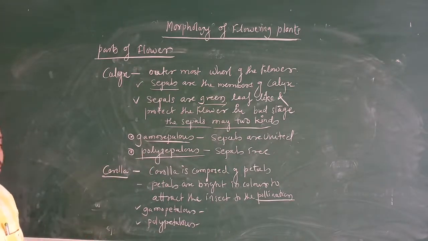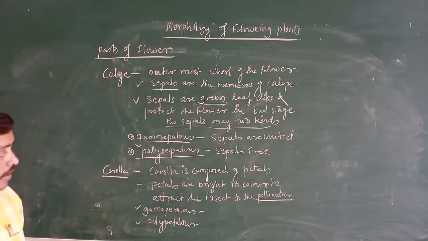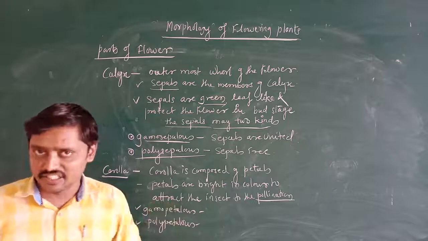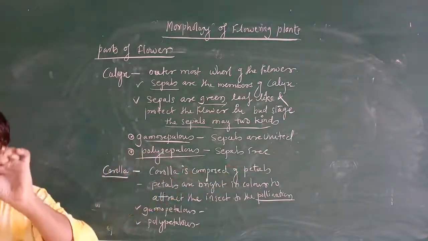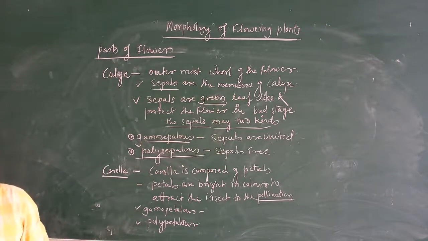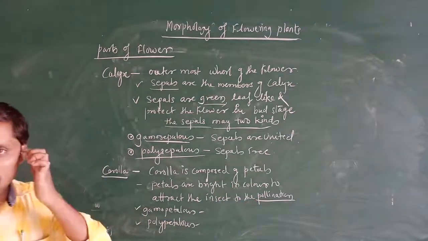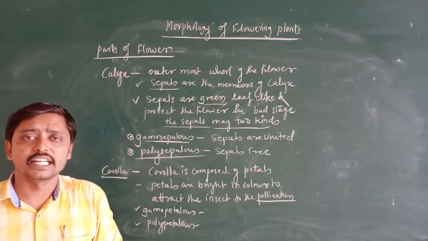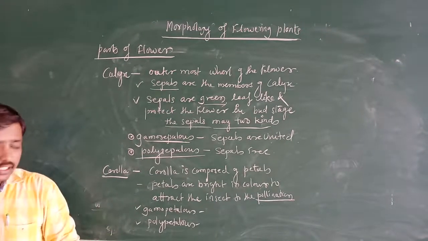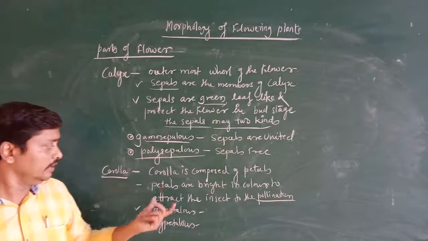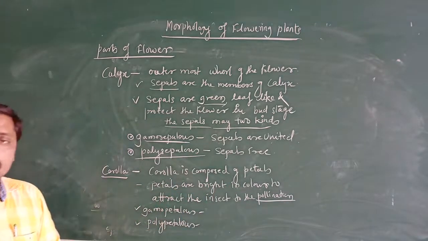Right. Next, we are going to study the corolla. Corolla is the whorl inside the calyx, and the corolla is composed of petals. The members of the corolla are petals. Petals are usually bright in color to attract insects for pollination. Pollination is the transfer of pollen grains from one flower to another flower, for reproduction. So the petals are bright in color to attract insects for pollination.